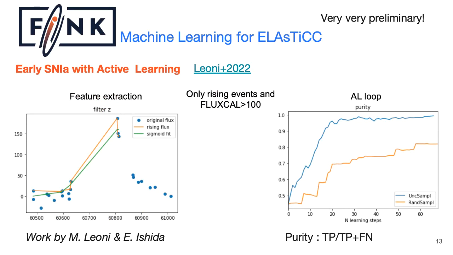So this is an example of how fast the training goes. We're talking about 60 loops here. And you get, in blue is the active learning loop, in orange is the random selection, and you get high purity very quickly with the active learning algorithm. So our idea here is to first get a classifier, but also test the idea that we can give a list of potential things to follow up, so we can get better training sets for the future. This is work led by Marco Leoni and Emily Ishida, and they have done the plots. This is all very preliminary, but to give you a sense of what we are trying out.